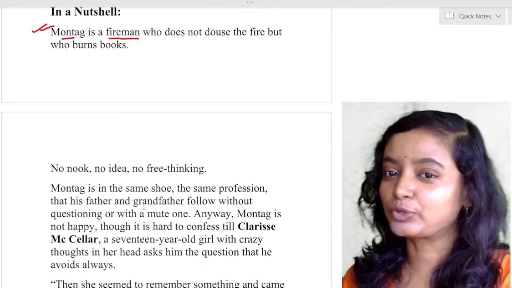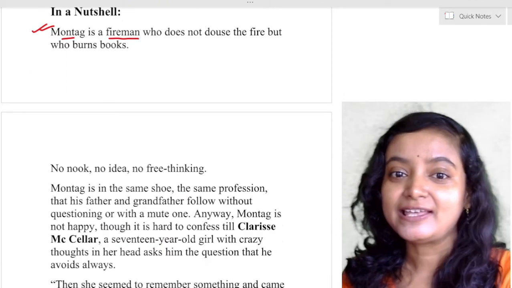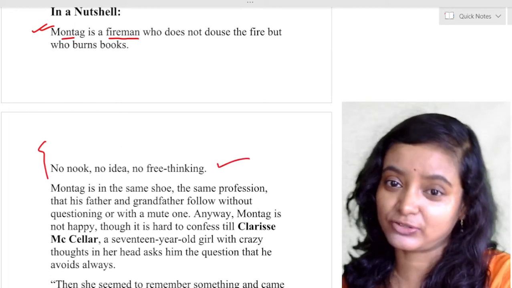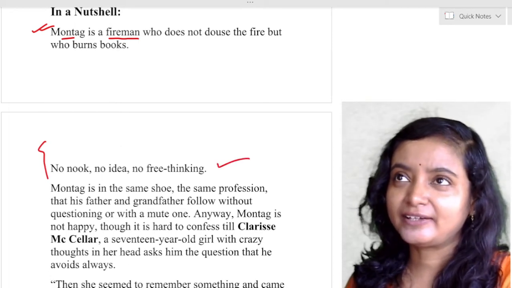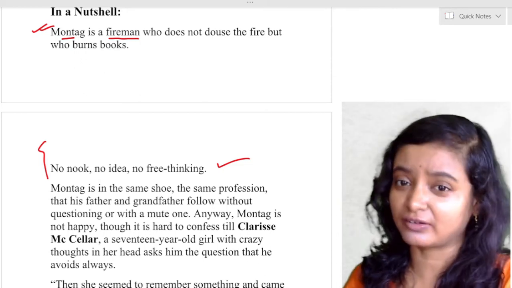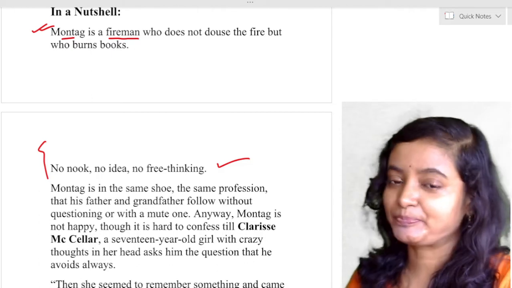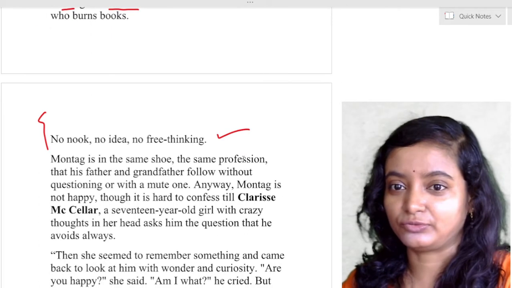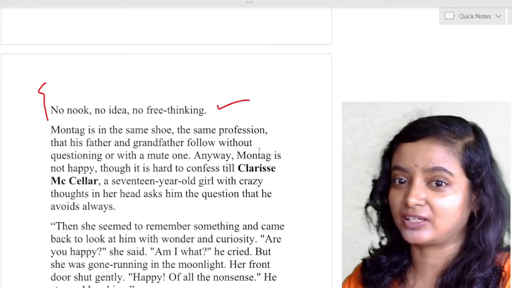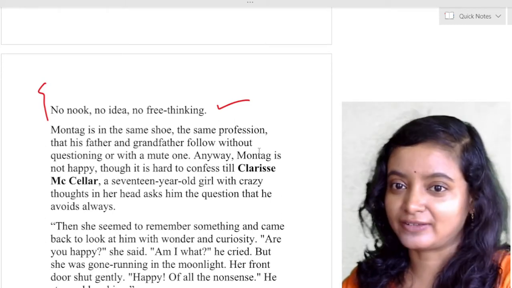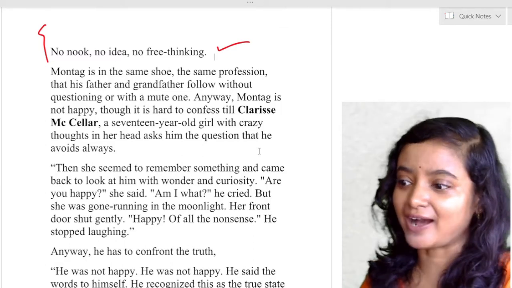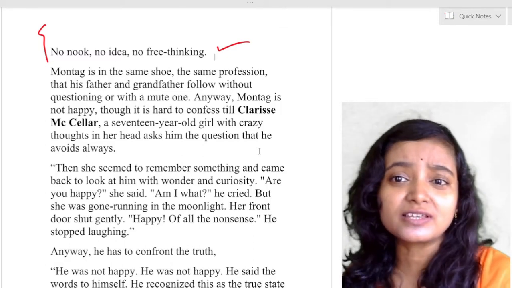No book, no idea, no free thinking. This is the ideology of this dystopian society, and you can find it in 1984 by George Orwell. There is a similarity of thought. Montag is in the same profession that his father and grandfather followed without questioning, or with a mute voice. Anyway, Montag is not happy. Montag is questioning, not outwardly, not to others, but Montag is questioning himself.